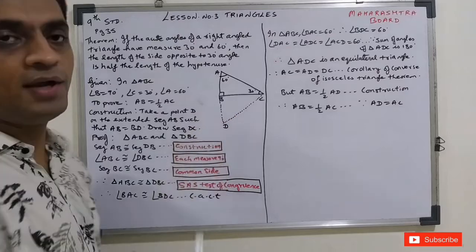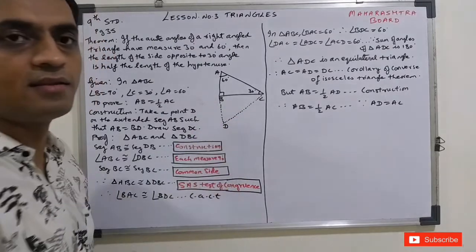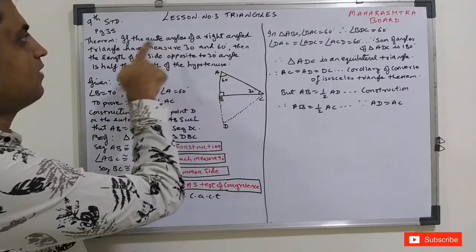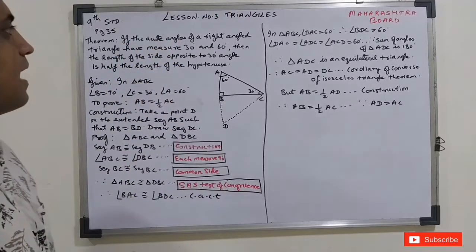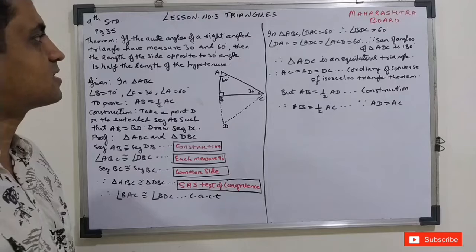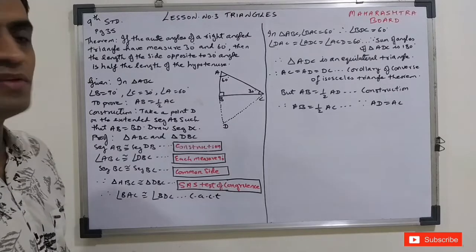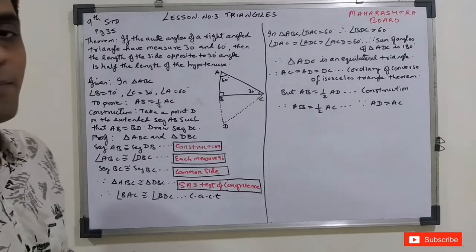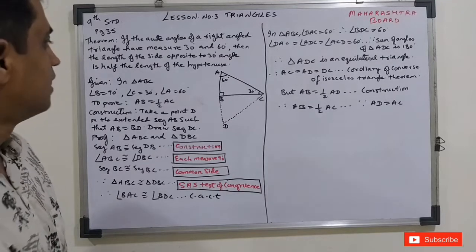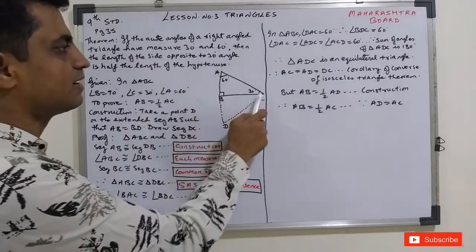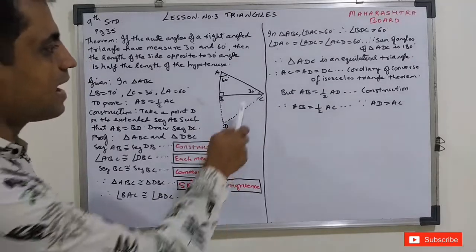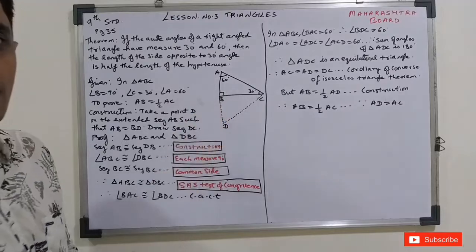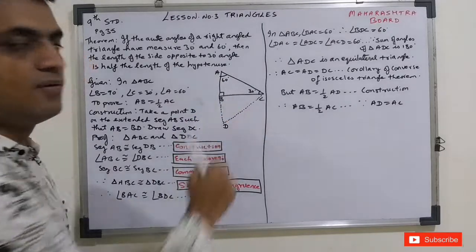Students, now we are going to see the 30-60-90 degree theorem. Now what is it? If the acute angles of a right angle triangle have measures 30 degrees and 60 degrees, then the length of the side opposite to the 30 degree angle is half of the hypotenuse. Now what does it mean? This is a triangle given to you and this angle is 30 degrees and this angle is 60 degrees. It is a right angle triangle.